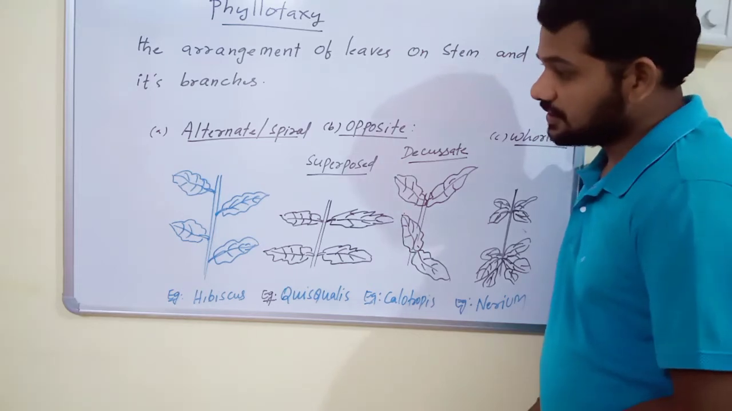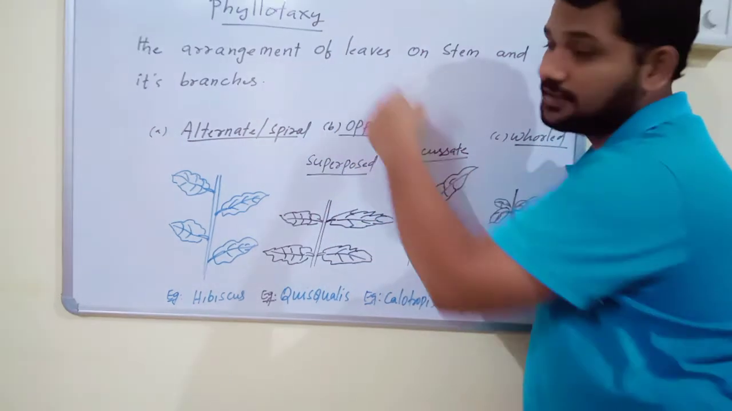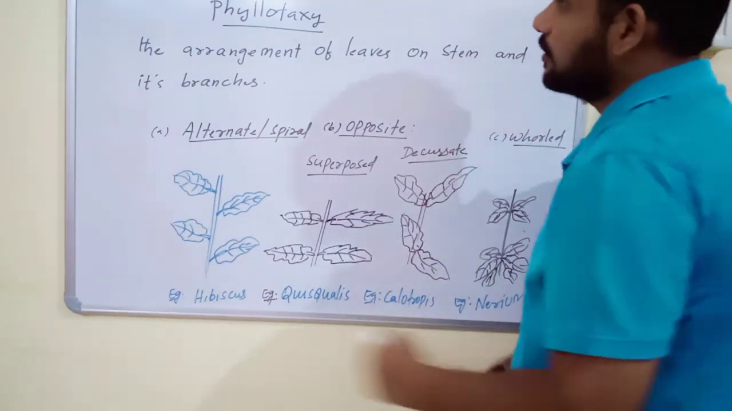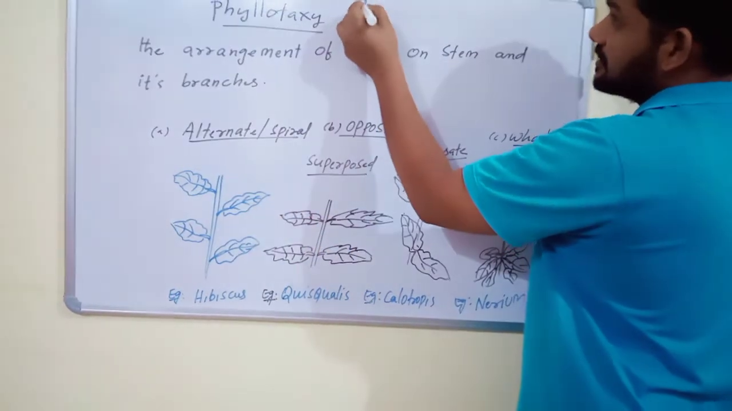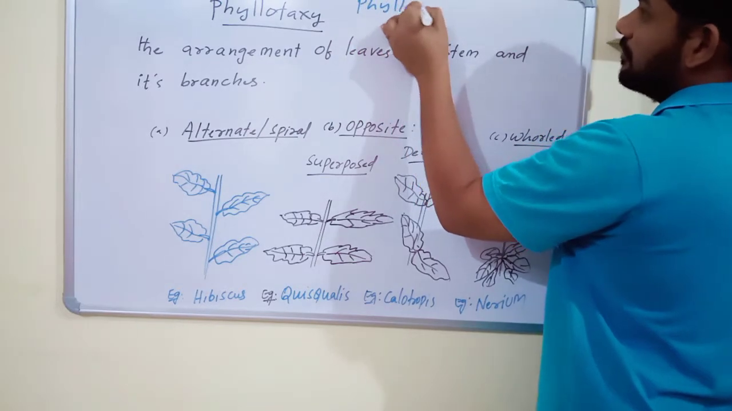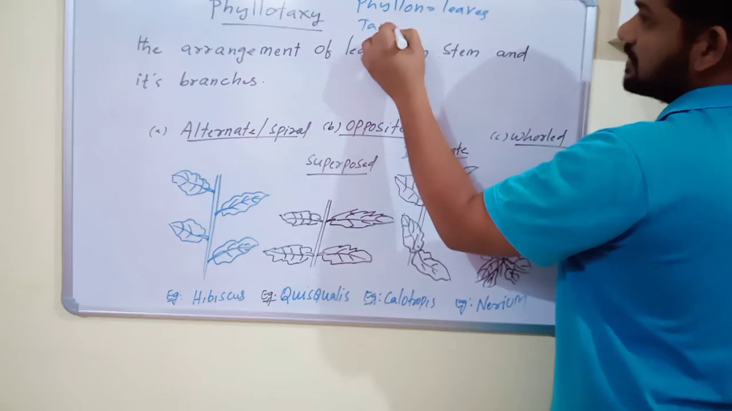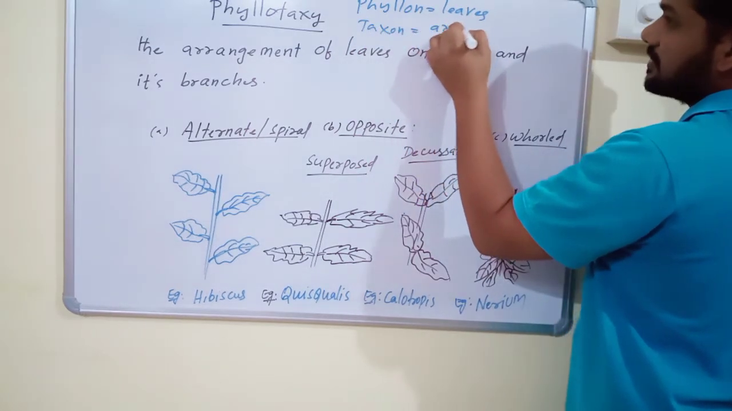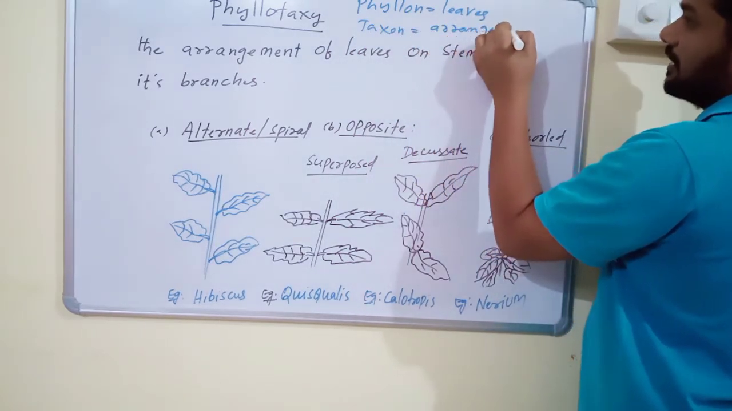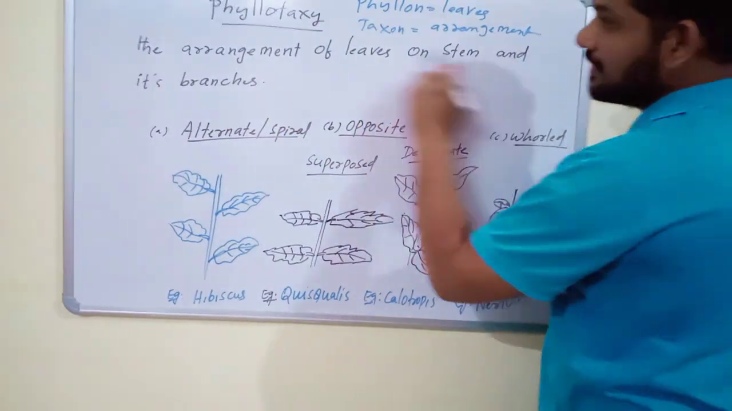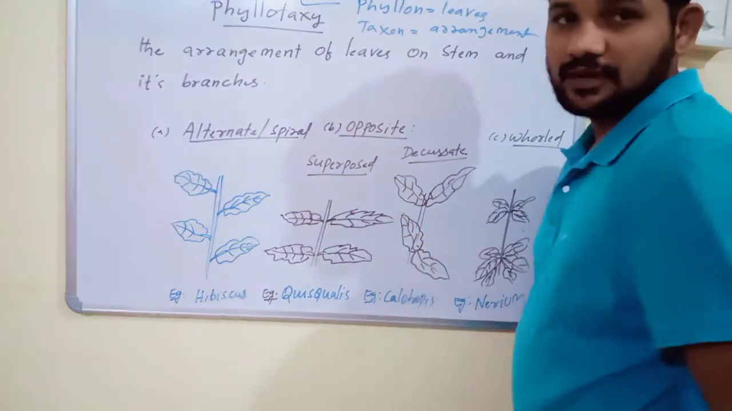Good morning students. Today in this video we will discuss another topic of leaf, that is phyllotaxy. What is phyllotaxy in Greek language? Phylon means leaves and taxon means arrangement. So the arrangement of leaves on stem and its branches is called phyllotaxy.